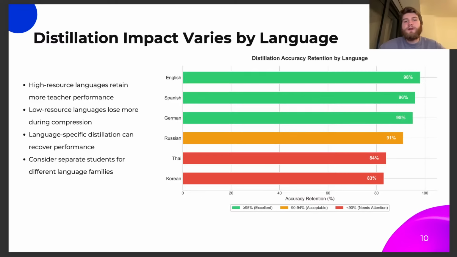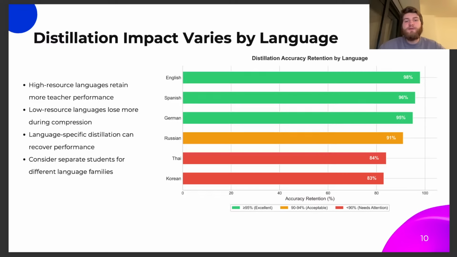The loss function combines soft target cross entropy and hard target cross entropy, weighted by alpha and 1 minus alpha respectively. Here is one critical tip though. Use language stratified sampling during distillation. So if your training data is 60% English and 5% Thai, the student will learn English well and Thai poorly.